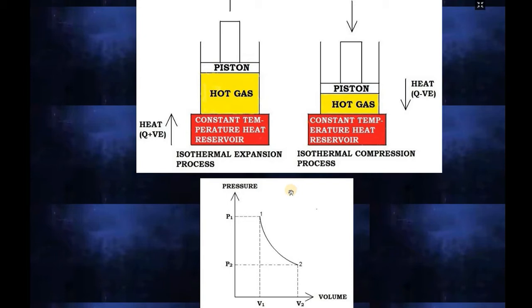By using these pressure and volume values, scientists have plotted a PV diagram. So this is the PV diagram. You can see here the pressure values are plotted along the y-axis and volume values are plotted along the x-axis. On the y-axis there are two pressure values, P1 and P2. And on the x-axis also there are two values, V1 and V2.